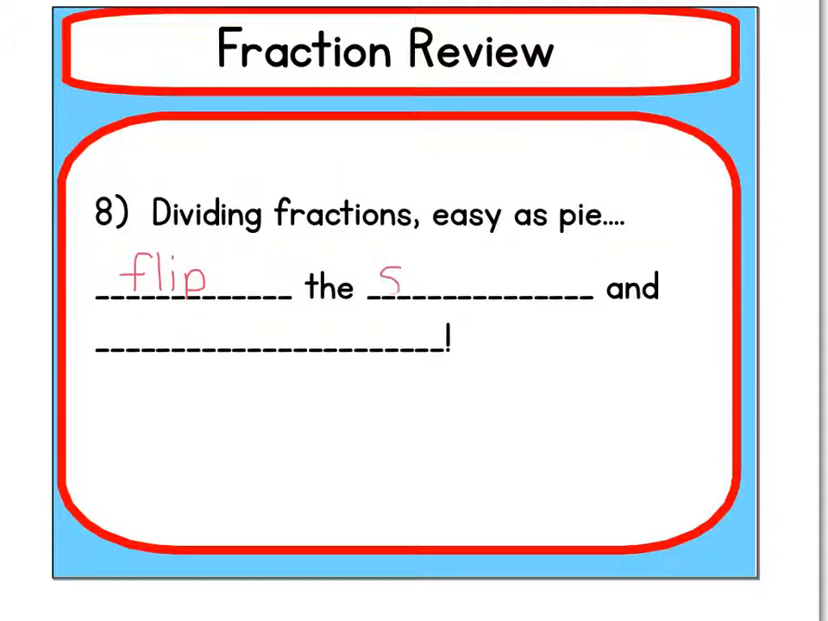Dividing fractions, easy as pie, flip the second and multiply.